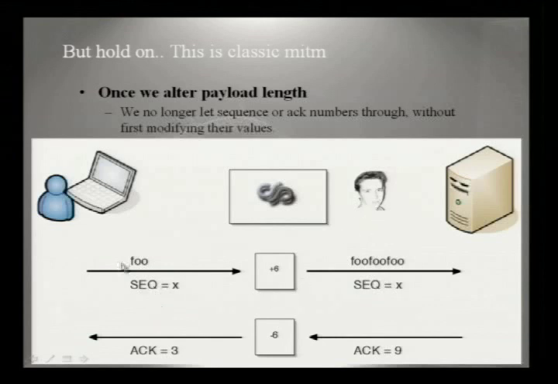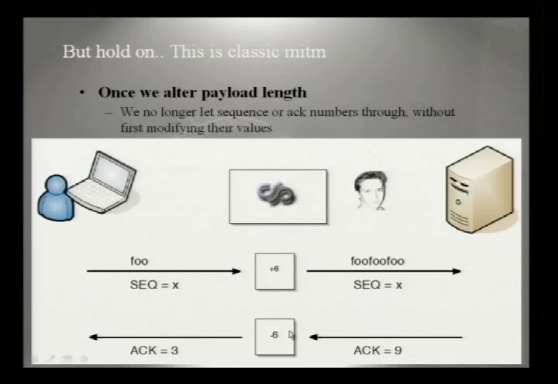Okay, so at this point, we have a client that sent the request for foo. We grab this with our proxy, and we change the search to foo, foo, foo. The problem is we've now added 6 to the data that the client sent. What's going to happen is the server is going to ACK 9, and the client is waiting for an ACK 3. So this desync is going to be a problem because you're going to end up in a loop where the client's going to keep retransmitting saying, what the hell are you talking about? And the server's going to be saying, I already told you I saw that.